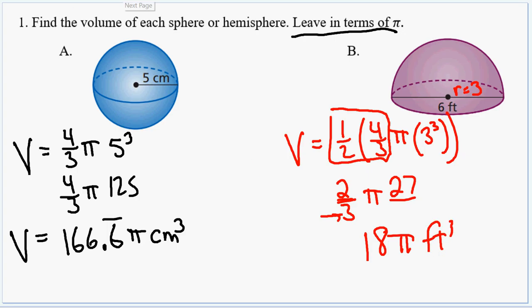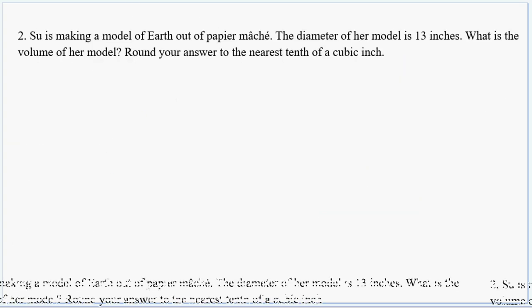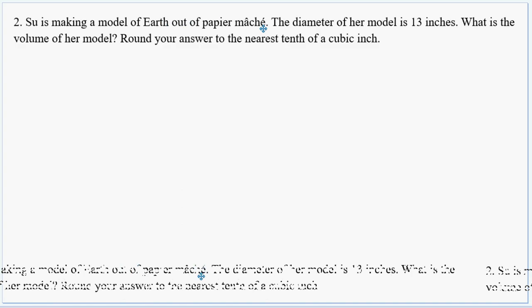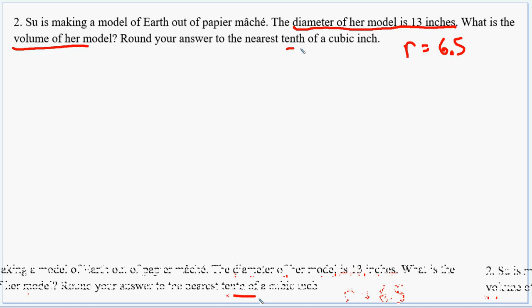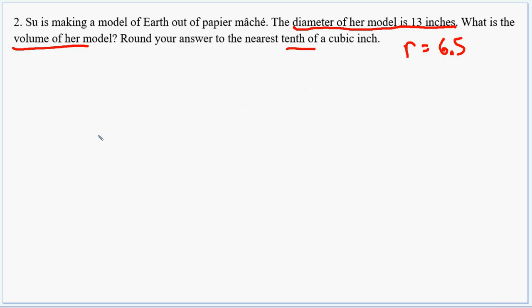All right, again, that wasn't bad. In example 2, we've got somebody making a model of Earth out of paper mache. The diameter of the model is 13 inches. That means our radius will be 6.5. What is the volume of the model? Round to the nearest tenth of a cubic inch.